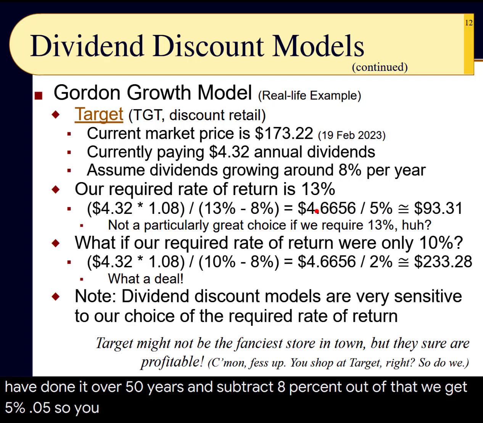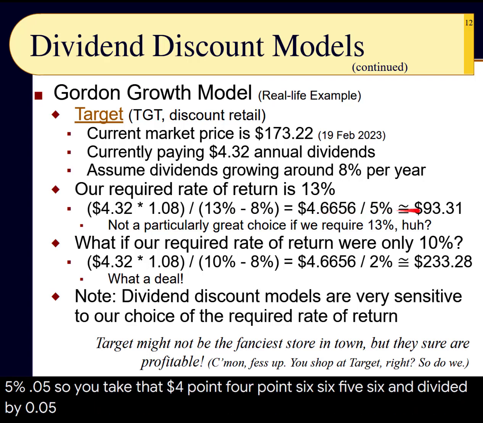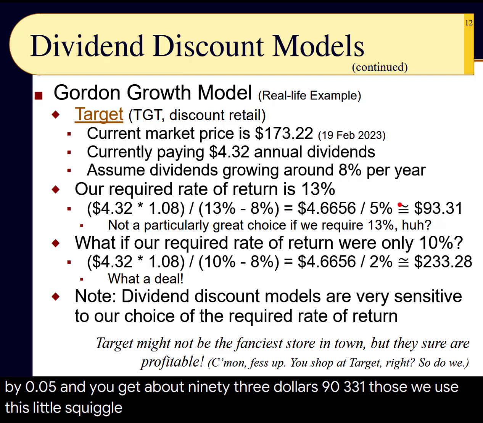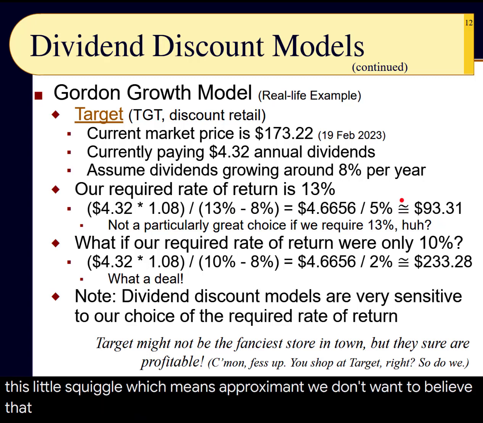So you take that $4.6656 and divide it by 0.05, and you get about $93.31. Notice we use this little squiggle, which means approximate. We don't want to believe that these are hard and fast numbers. Not a particularly great choice if we require 13%, is it?